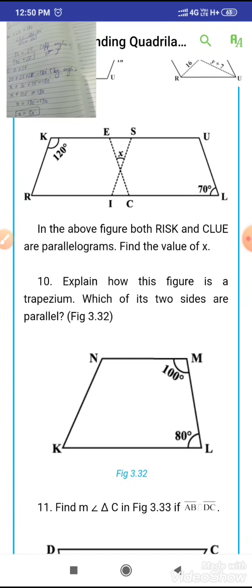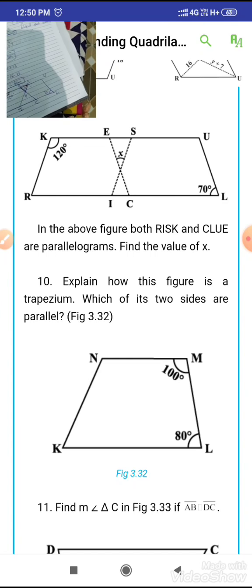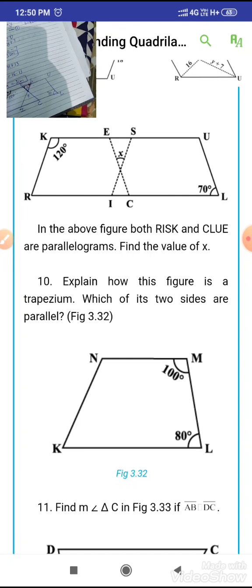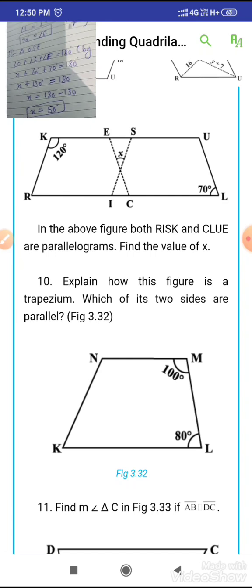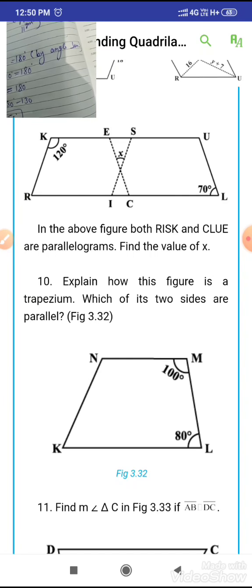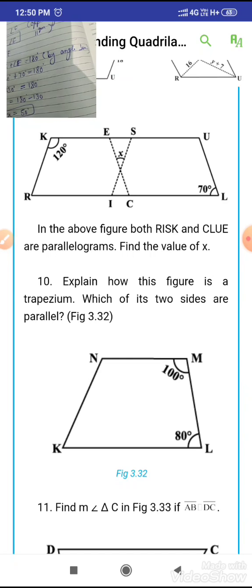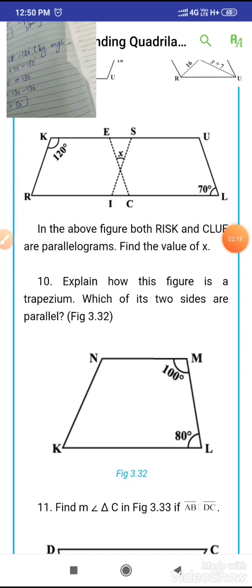At last we use the angle sum property in triangle OSE. In triangle OSE, the sum of its interior angles is 180 degrees. So angle O plus angle S plus angle E is equal to 180 degrees. From here we can calculate the value of x and it is 50 degrees.